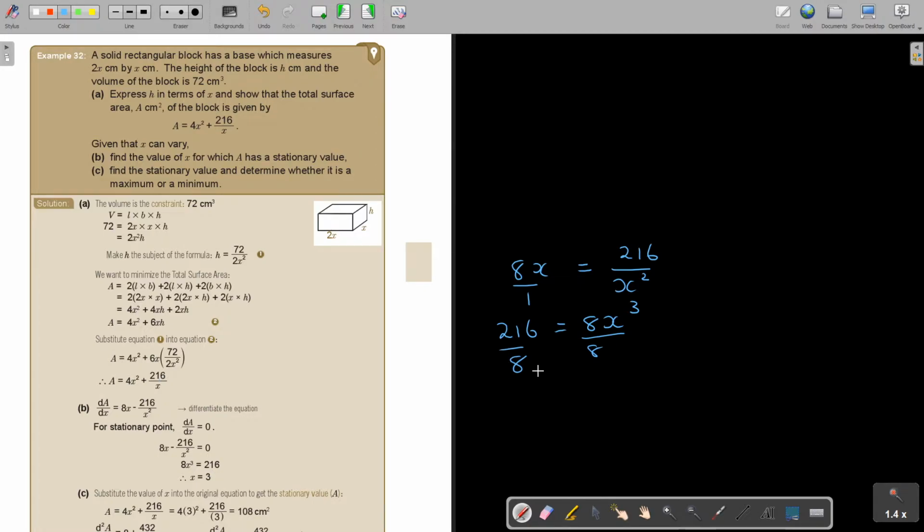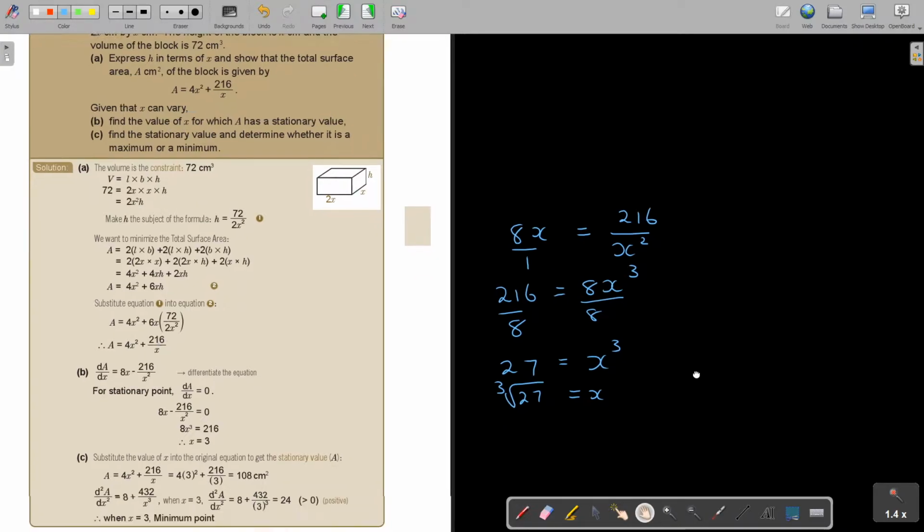So if I say 216, I just want to check. 216 divided by 8 is 27. So it was x cubed equals 27, and the answer was 3. So that is the value of x. Now find the stationary value and determine whether it is a maxima. So find the stationary point. You can remember the previous videos.